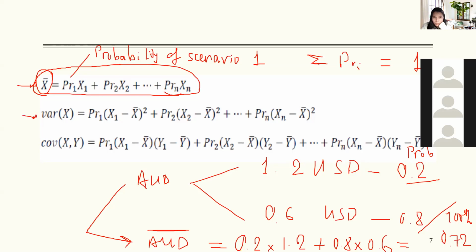In the second formula, I'm looking at the variance of x, okay? So how much x varies across different scenarios, across different probabilities. In this case, it's going to be the probability weighted average of the sum of these squared terms. For scenario 1, I've got probability 1 times x1, which is the value of x in scenario 1. In my previous example, it's going to be 1.2. And x bar is the expected value that we computed before. In my previous example, it is going to be 0.72. Then square it up and multiply it by the probability.